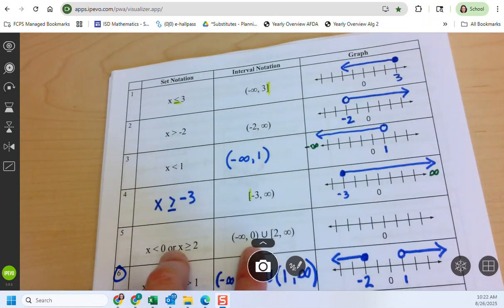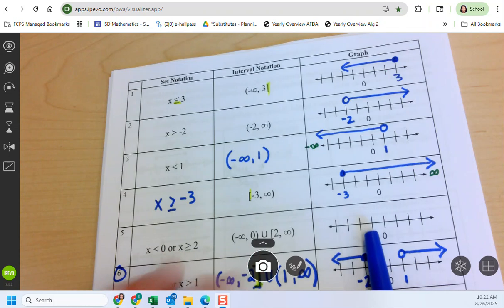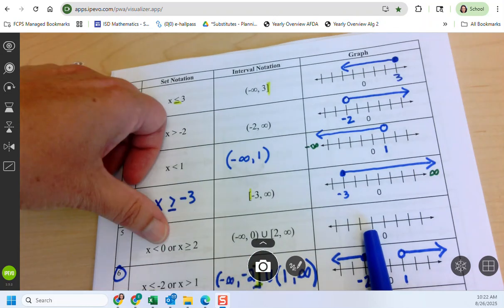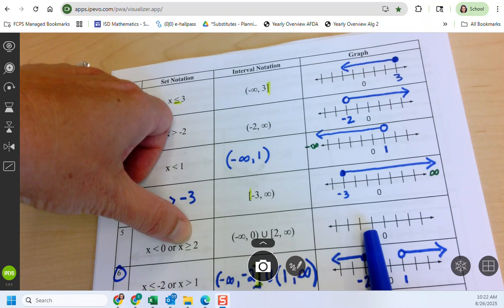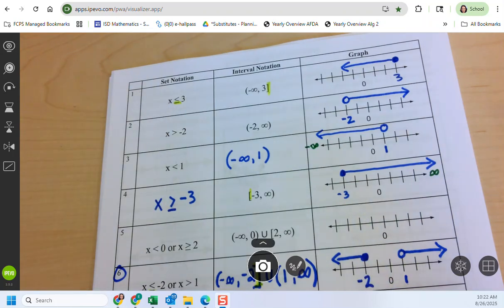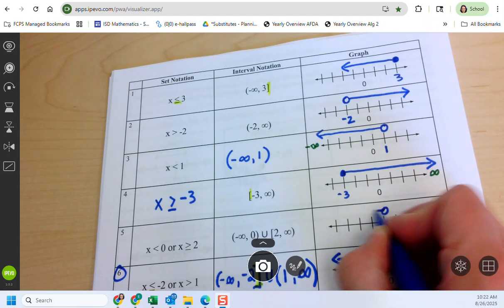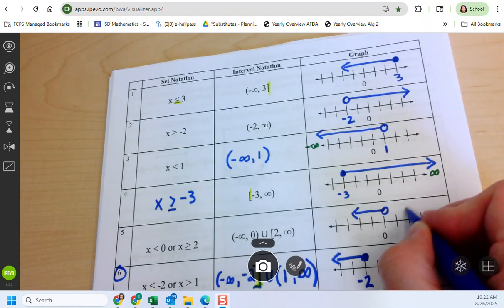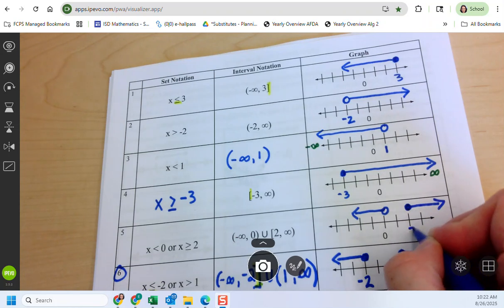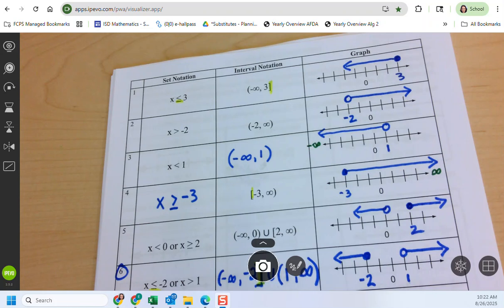All right, next one. We have both of the notations, but we need this. This one is less than 0 or greater than or equal to 2. So two different choices. Less than 0 or greater than or equal to 2. Check and make sure you got that one right.